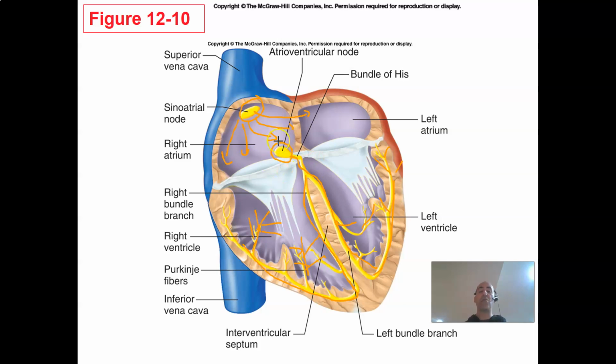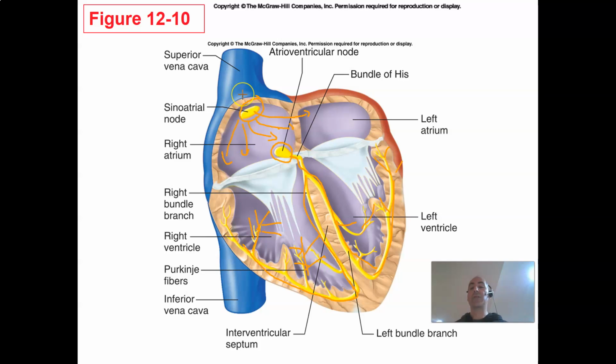If the AV node were to be damaged, the bundle of His branches could then become pacemakers. And now what would happen is instead of being at 60 beats per minute, your heart rate would be at about 40 beats, and then so on, and the Purkinje fibers can do the same thing. You, in a real situation, would never ever get to that. This has been done in experimental setups on animals.